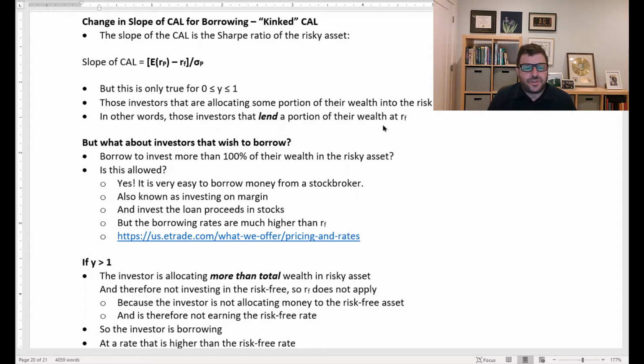But what about investors that wish to borrow to invest more than 100% of their wealth in the risky asset? Is this allowed? Yeah, it's very easy to borrow from a stockbroker. This is known as investing on margin. And so you invest the loan proceeds in stocks. But the borrowing rates are much higher than the risk-free. So let's take a quick look at these borrowing rates.